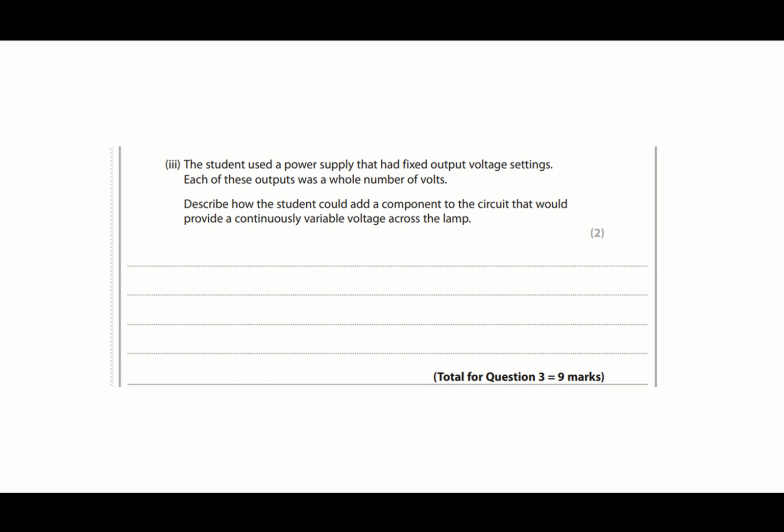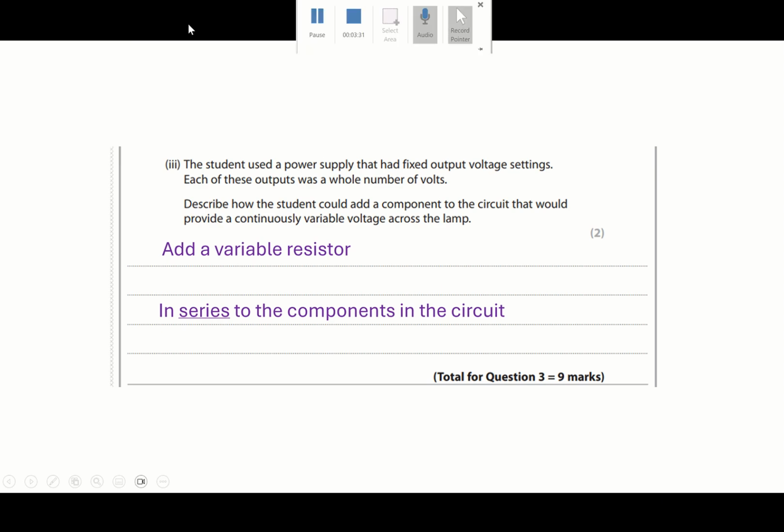Well, the next part is, where does it go into the circuit? I've got to connect it in series to the components. So add a variable resistor, 1 mark, and the next mark, which is tricky, in series to the components that I want to measure. Okay. And that's it. Lovely. Whiz through that one.